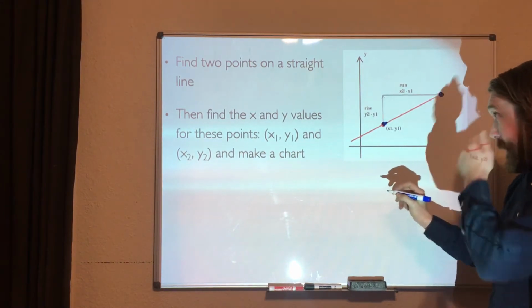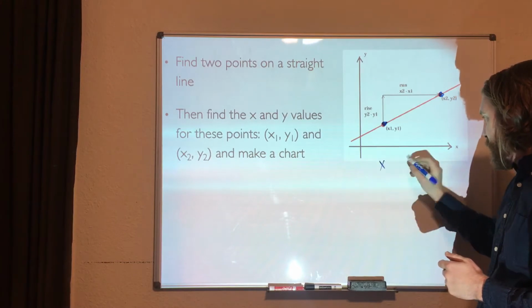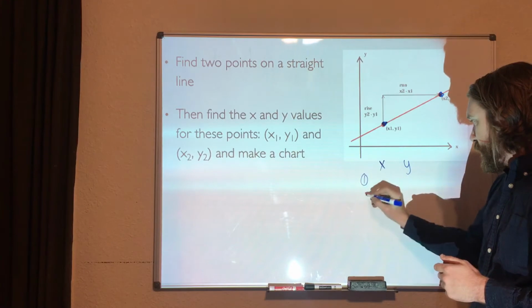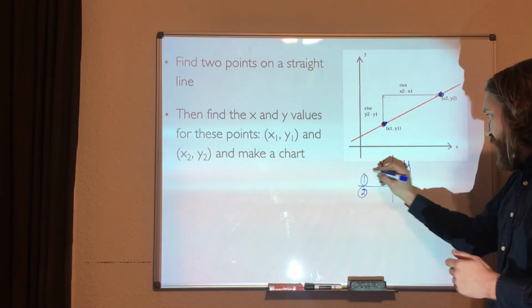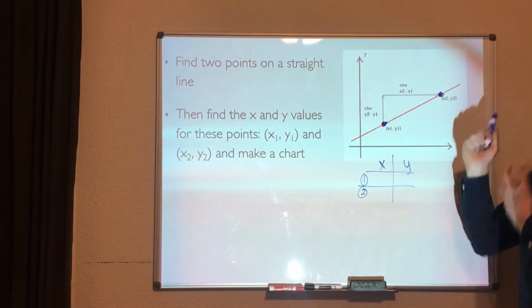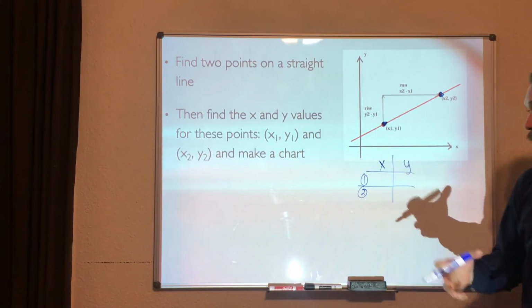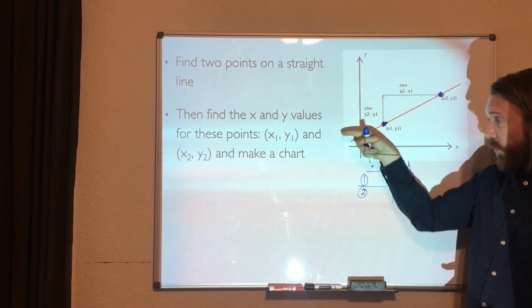So what I'm gonna do is I'm gonna make myself a chart, okay? I'm gonna have the X, the Y, I'm gonna have my first point, and I'm gonna have my second point, okay? So here's your chart. Now, we have to figure out which one's my first point and which one's my second point. The same way that we read, okay? Your first point is always gonna be the one towards the left.